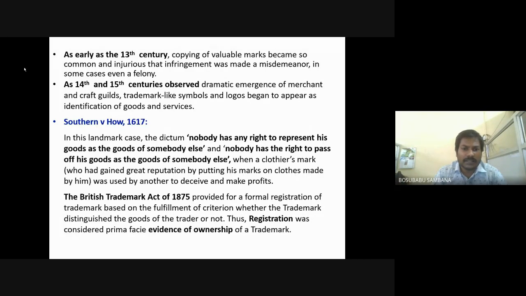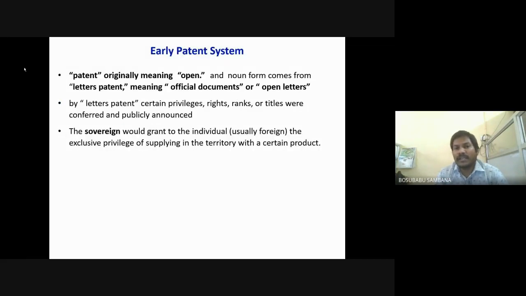And Southern versus how in case 60s, 70s. Laterally, the British government gives Trademark Act 1875. For the registration was considered for evidence of ownership of the trademark. And coming to the main point, how to file a patent.